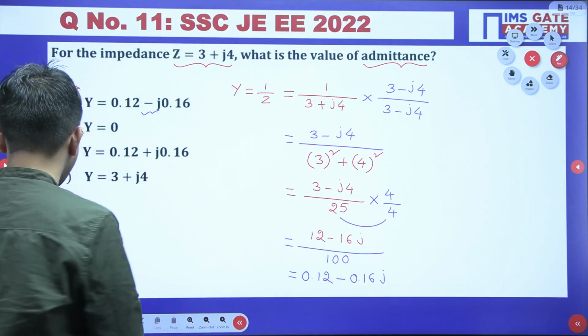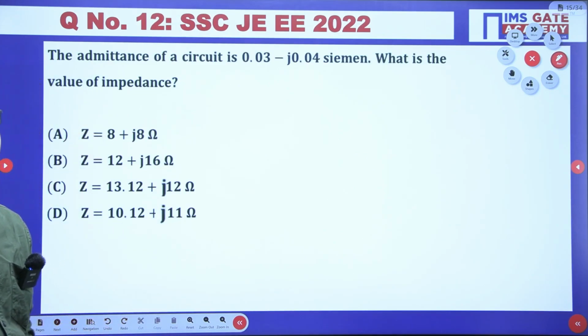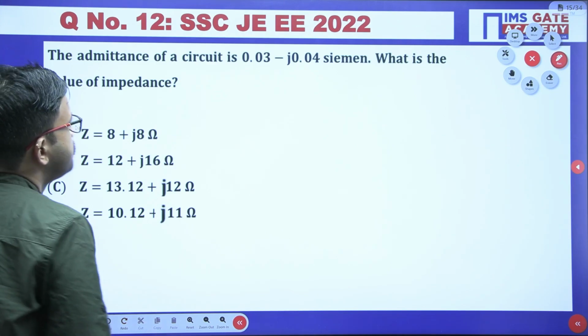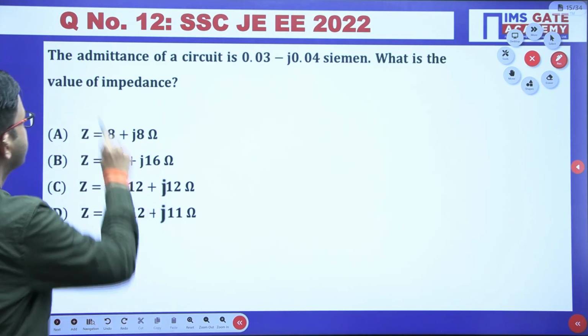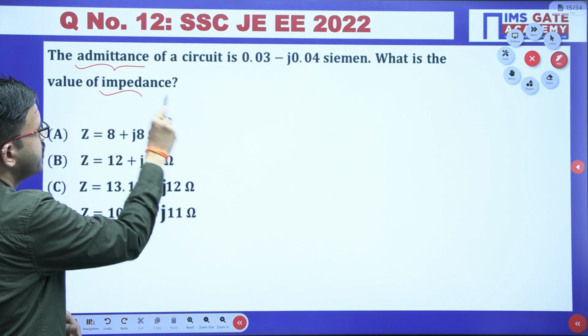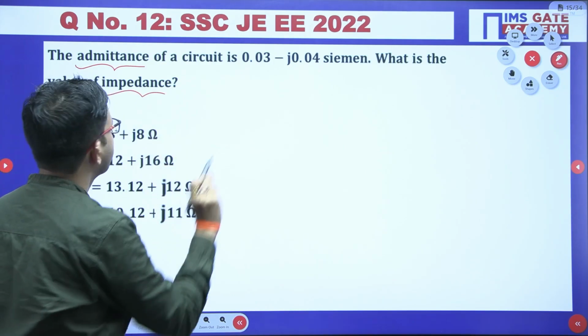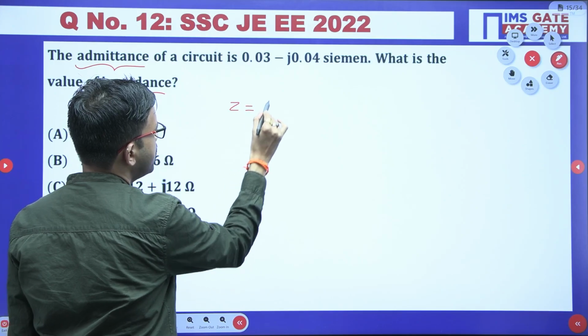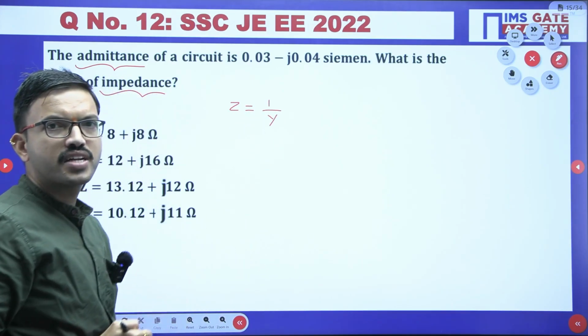Okay, right. Next question. In this question, they have given the admittance, and they are asking for the impedance. So here, impedance is nothing but the reciprocal of admittance.